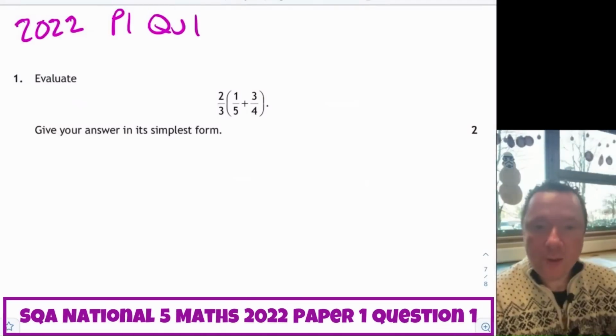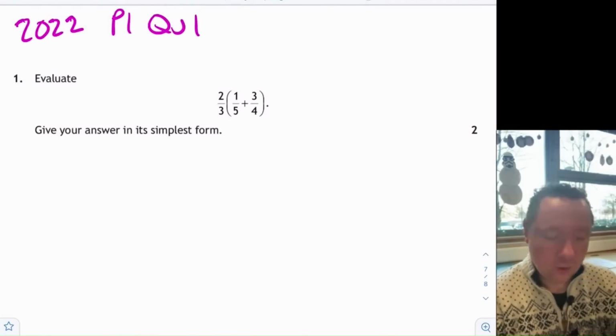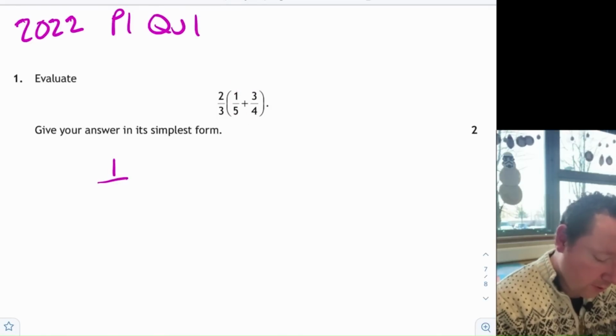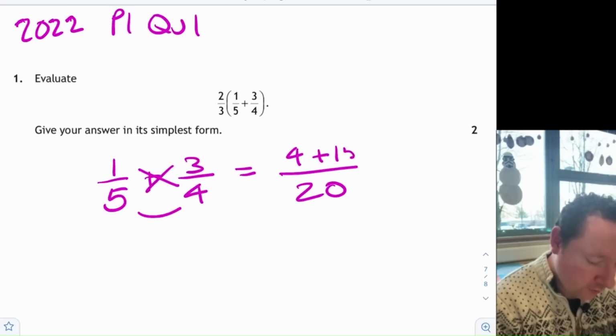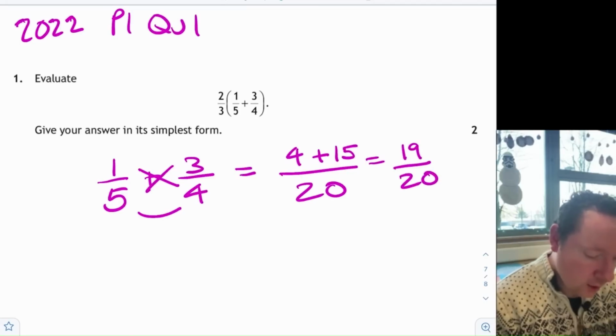2022, just last year, paper 1, question 1, evaluate 2/5 times (1/5 plus 3/4). So again, BODMAS, brackets first. 1/5 plus 3/4. Common denominator is 20. 1 times 4 is 4, plus 3 times 5 is 15. 19 out of 20. So we've still got this 2/3 to times by.